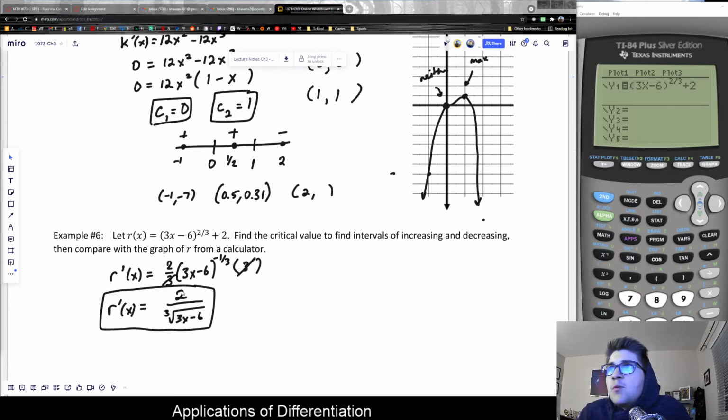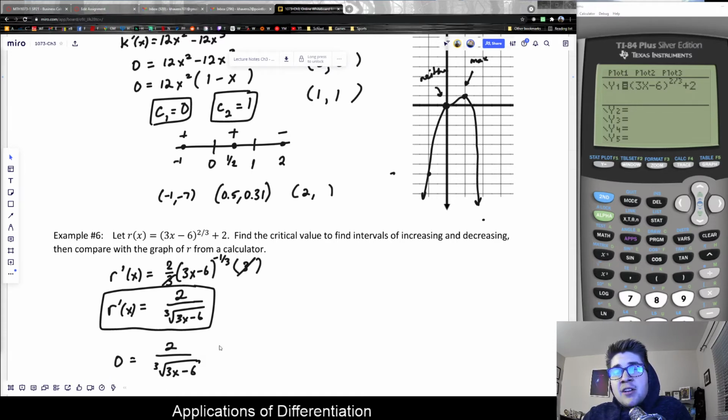So now, if we want to know where the critical values are, it would mean that we need to know when this is equal to 0: 2 divided by the cube root of 3x minus 6. And we need to solve such an equation. This is a little bit of a different equation because it's not just a polynomial. But something to remember about fractions is they can only be 0 when the top is 0, because dividing by 0 is always something that's not possible.